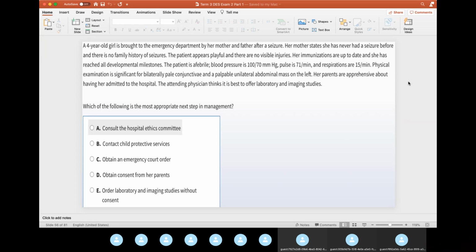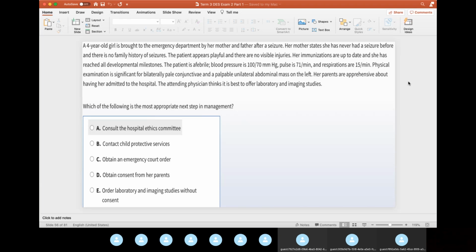B as in boy or D as in delta? B as in beta? Okay, so contact child protective services. Where do you think you should contact the child protective services? B as in Bella. Okay, B as in Bella Hadid. Excellent. So where do you think you should contact the child protective services?